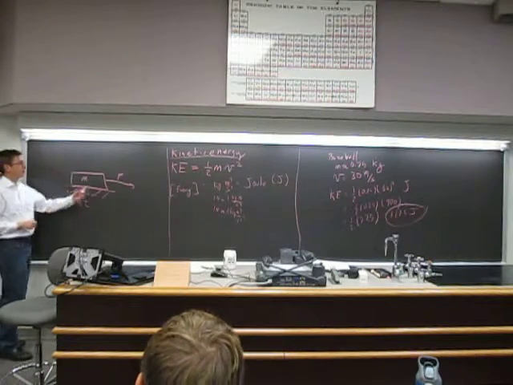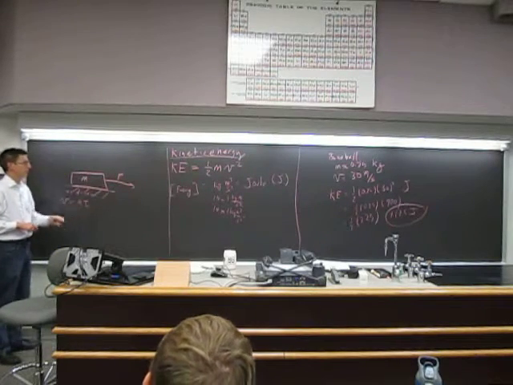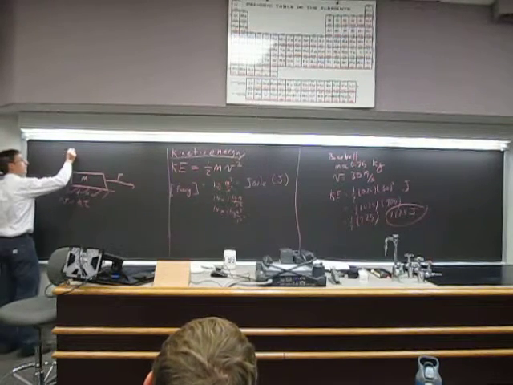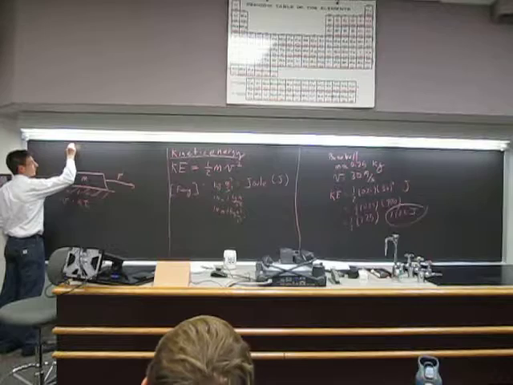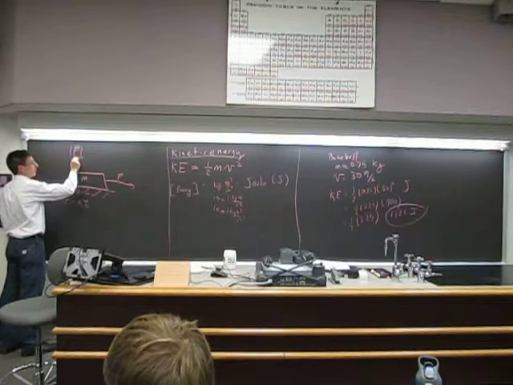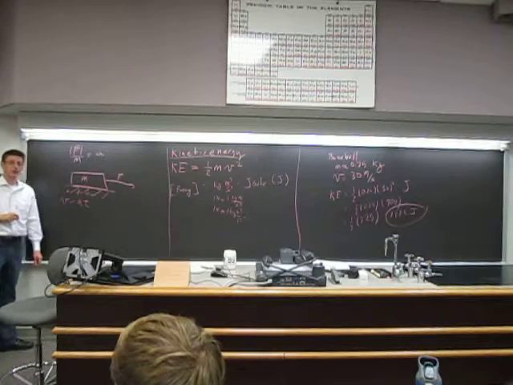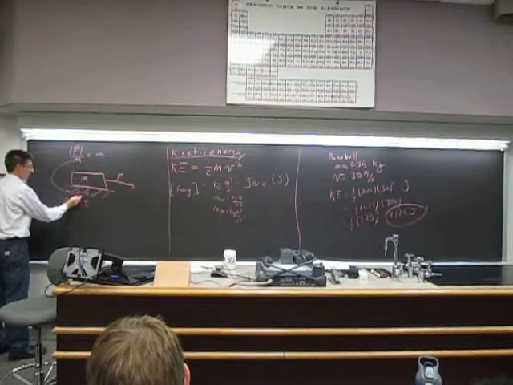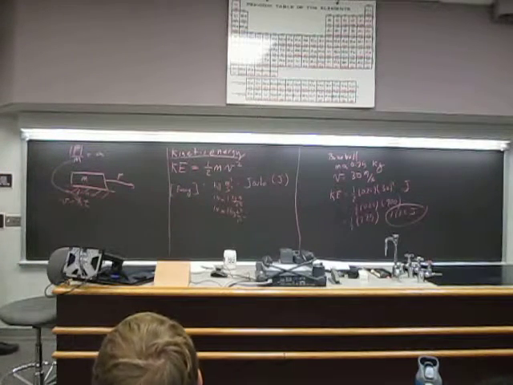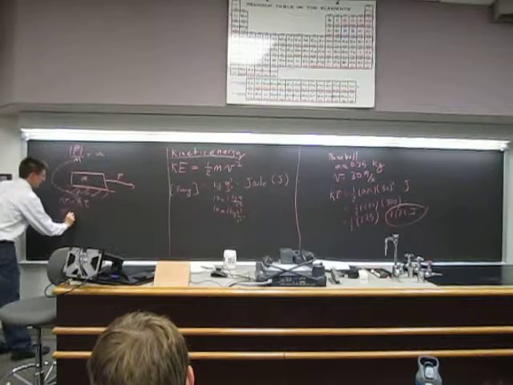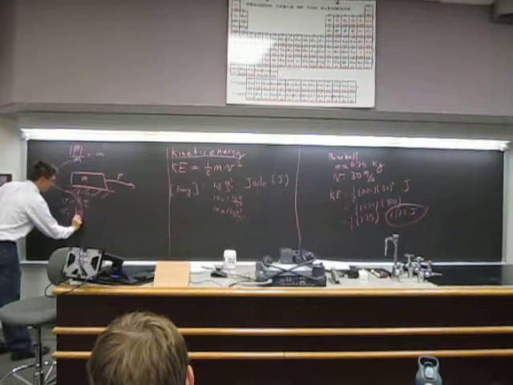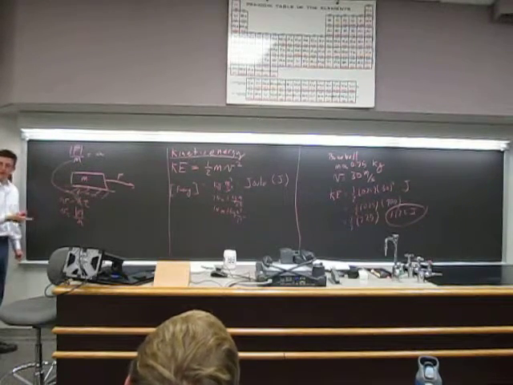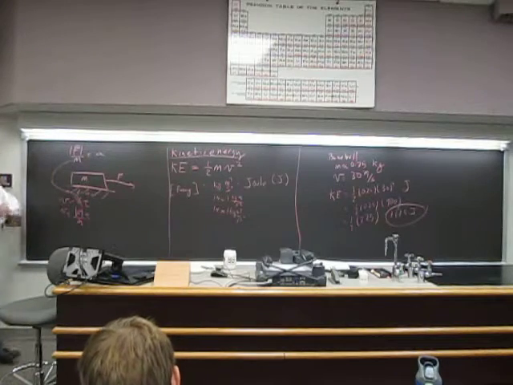Well, if there's one force on this in the x direction, what would be the magnitude of the acceleration? So force, let's say magnitude of the force, over the mass, right? That would be the acceleration, wouldn't it? All right. So let's put that into here. V is the magnitude of the force times the mass, divided by the mass times the time.